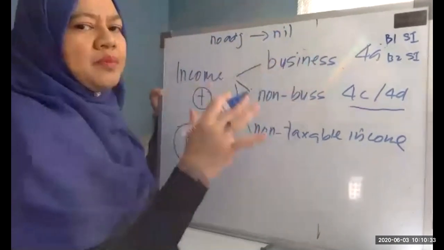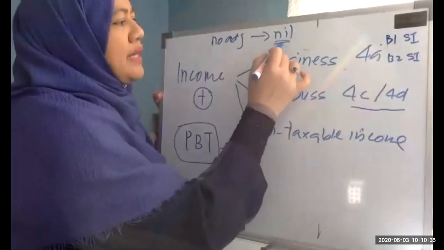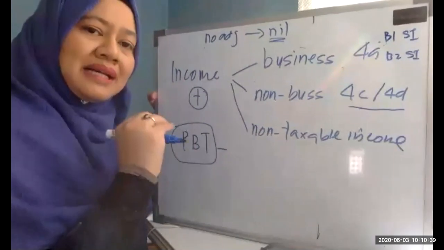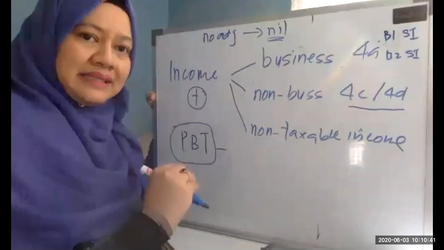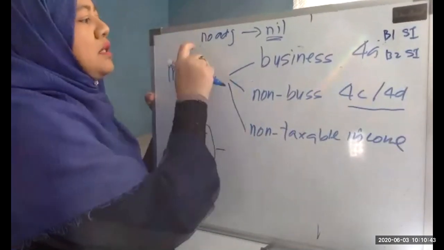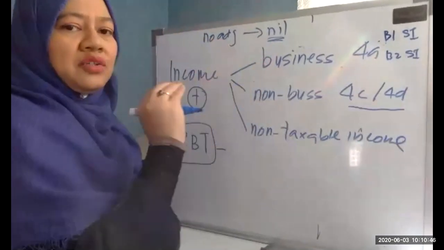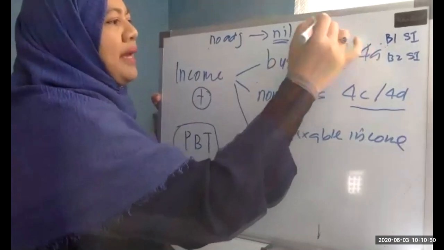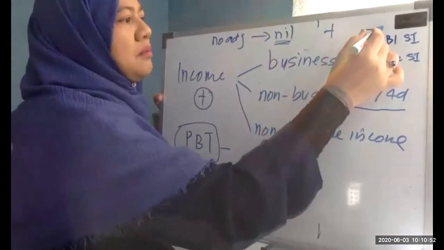When there's no adjustment, you don't have to do anything. You put it as a nil. Every item in the notes to the accounts must appear in your answer sheet. If there is no adjustment, you just put a nil. But if you have to do an adjustment, either you have to add back or you have to minus.